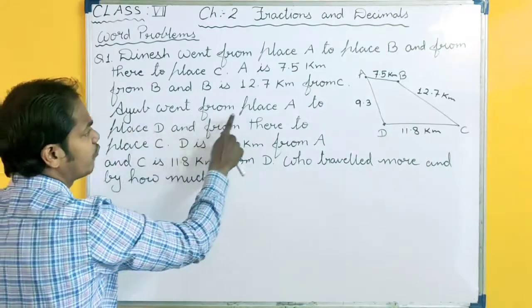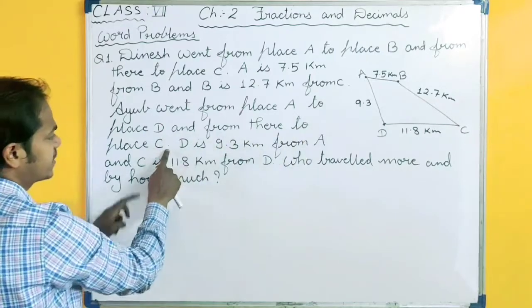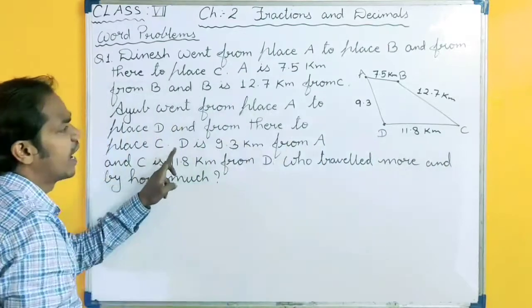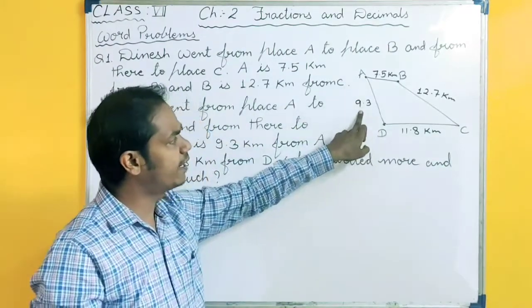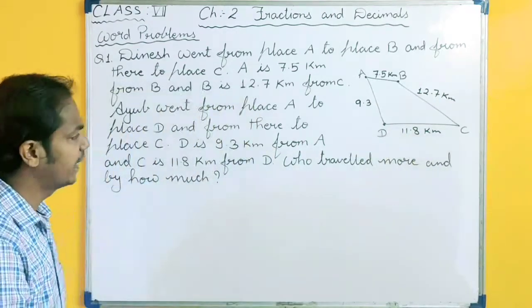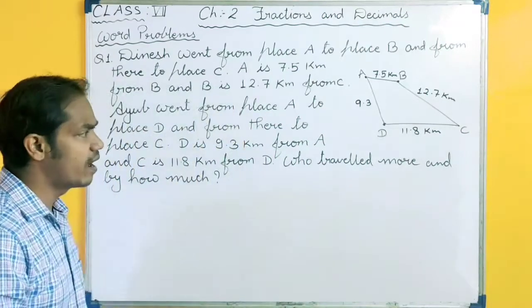Next, Ayub went from place A to place D and from there to place C. First he went from A to D and then D to C. The distance from A to D is 9.3 kilometer and the distance from D to C is 11.8 kilometer. Who travelled more and by how much?